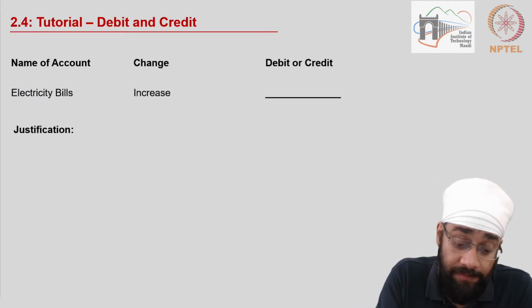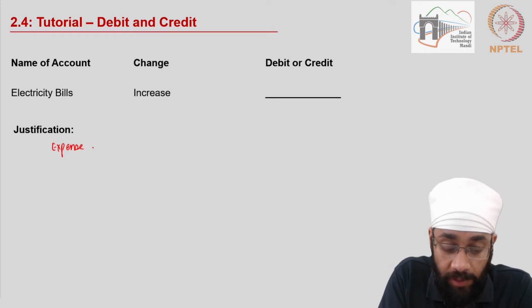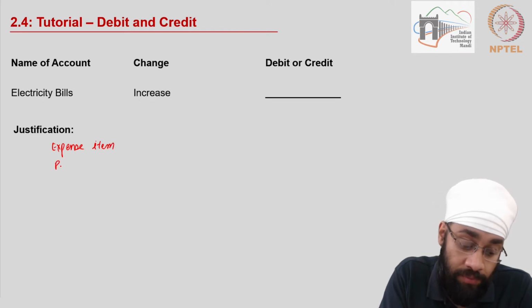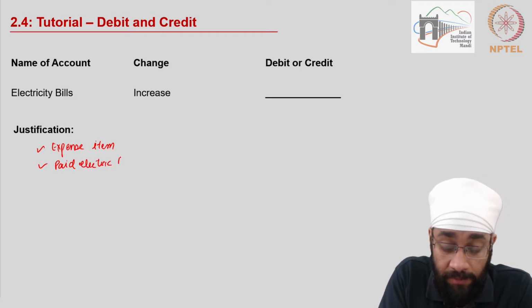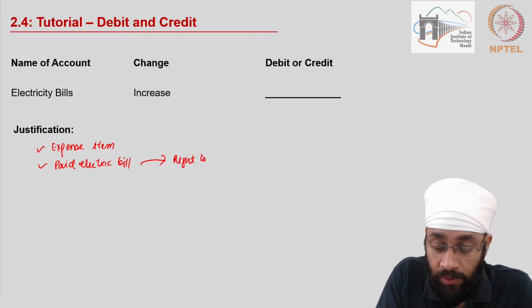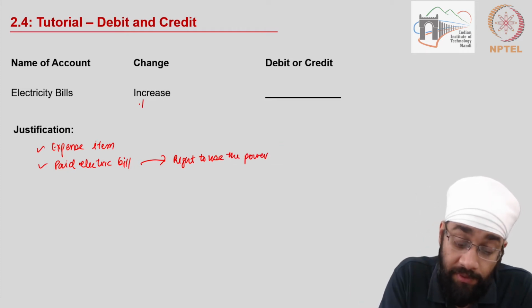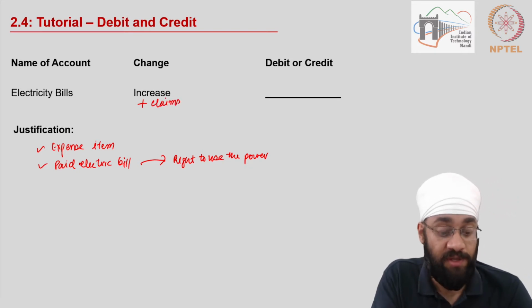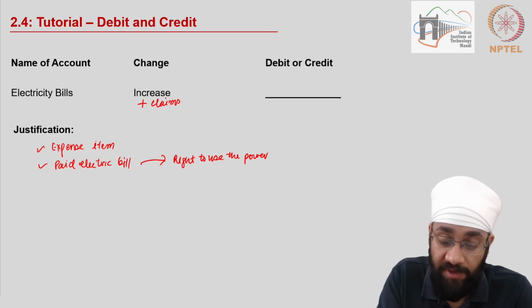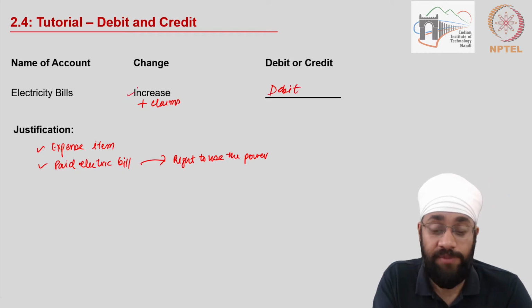Electricity bills increase. So electricity bill is an expense item, and you pay. Let's say you paid the electric bill. By paying the bill, you earn the right to continue to use the electricity, the power source, right? So it refers to an increase in the claims of the business over the use of this service, which is the supply of electricity. So you're going to do a debit to indicate that your rights, your claims are going up.